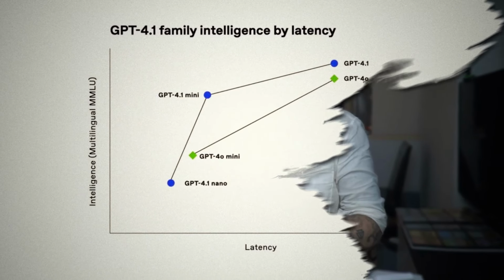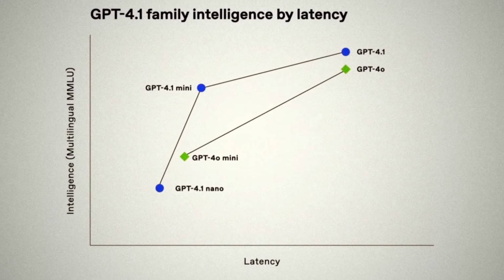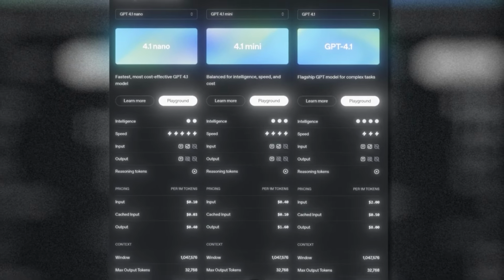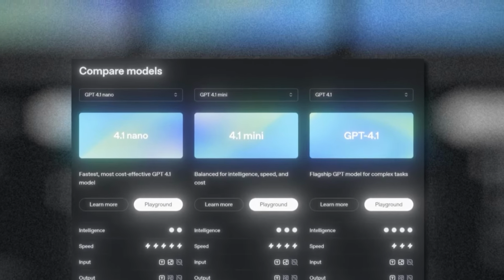GPT 4.1 is beating GPT 4.0 on many benchmarks, but they didn't launch one model, they launched 3 different models with all complex and weird names. How am I gonna keep up? 4.1, 4.5. Is 4.1 better than 4.5? You'll find out in this video.